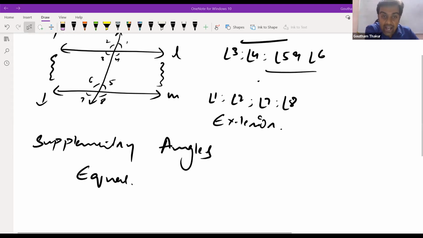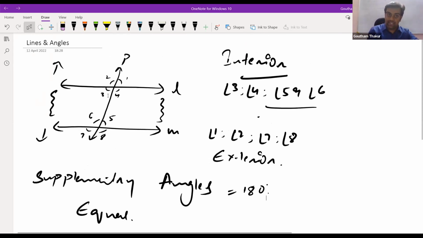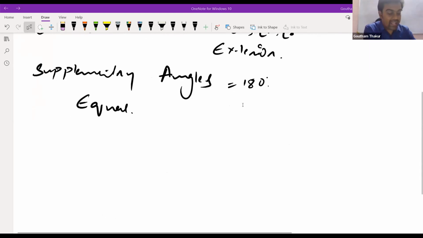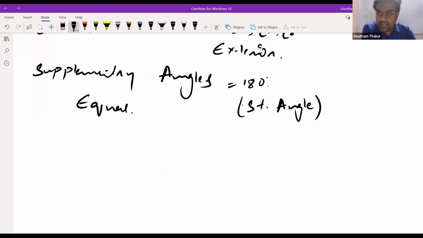Yes, Anushka, the sum should be 90 for complementary angles. When I'm talking about supplementary angles, the sum should be equal to 180 degrees. Okay. Now, based upon these parallel lines and a transversal, we need to know which angles are 180. A 180 angle is also known as a straight angle. Why do we call it a straight angle?